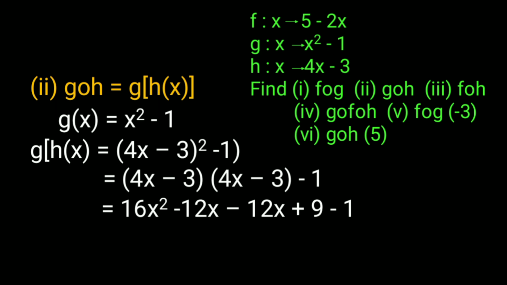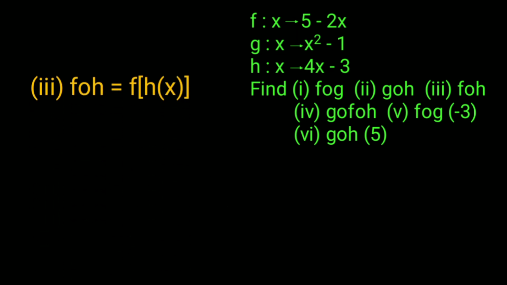And then if you compute all of this together, we're going to have 16x squared minus 24x plus 8, because we have minus 12x minus 12x giving us minus 24x, and of course 9 minus 1 equal to 8. That is the answer to the second question. Let's try another question, and that's going to be question 3 of all the functions we have on the screen.